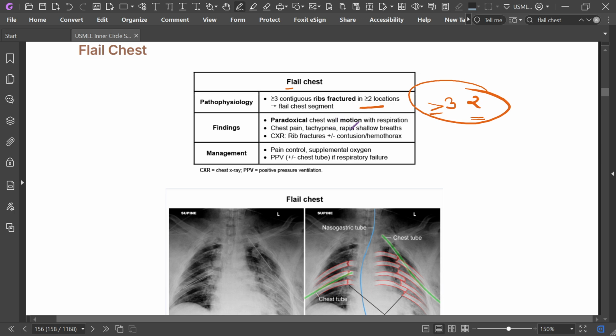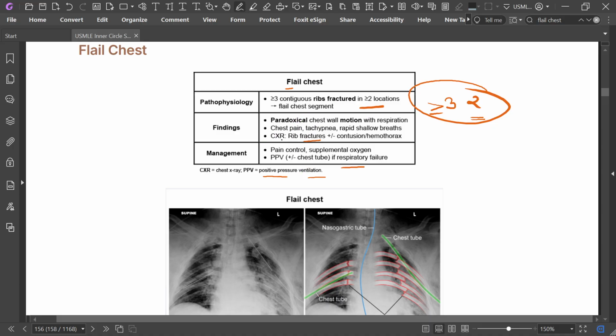There is chest pain, tachypnea, rapid shallow breaths. Chest X-ray shows rib fracture with or without contusion or hemothorax. Treatment is pain control, supplemental oxygen, positive pressure ventilation with or without chest tube. If there is respiratory failure, then positive pressure ventilation.